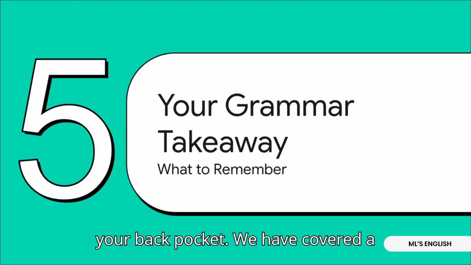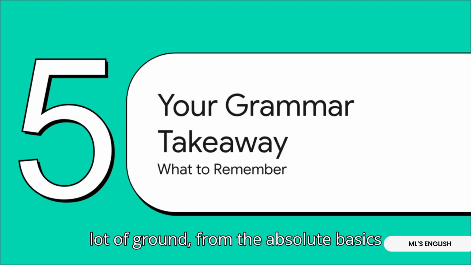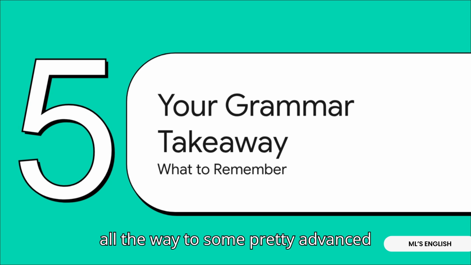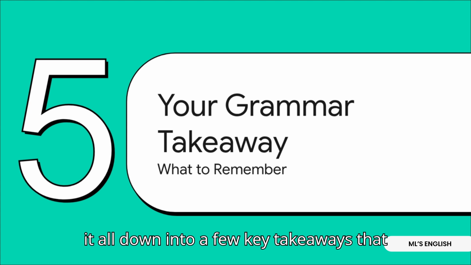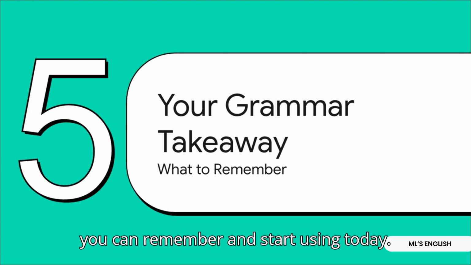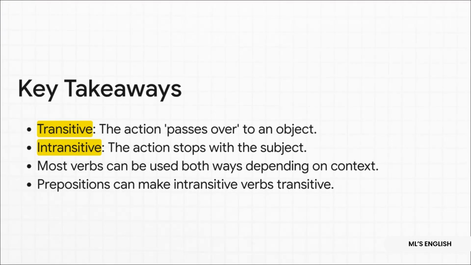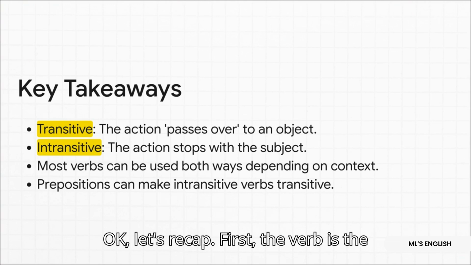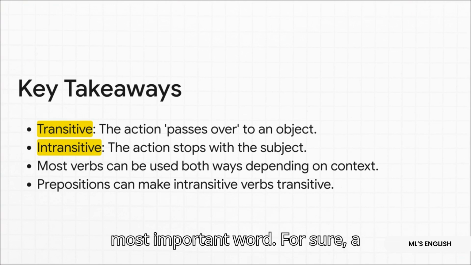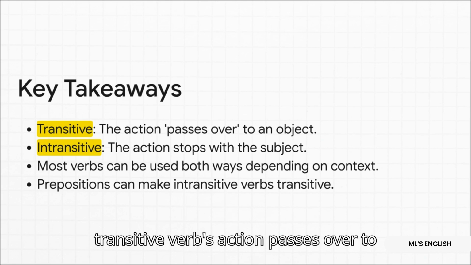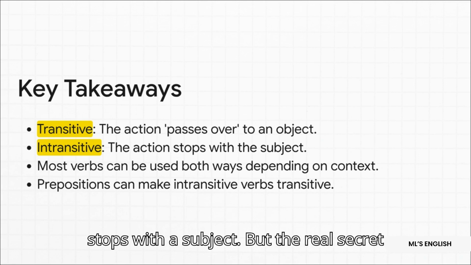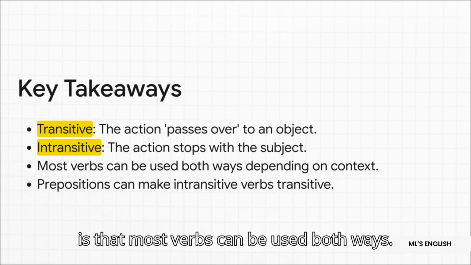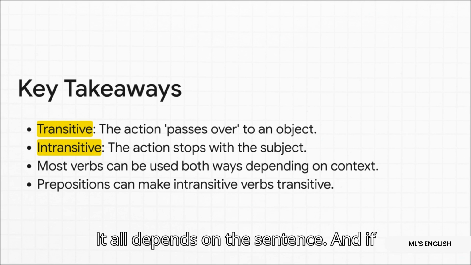Whew, we have covered a lot of ground, from the absolute basics all the way to some pretty advanced tricks. So let's take a second and boil it all down into a few key takeaways that you can remember and start using today. Okay, let's recap. First, the verb is the most important word. For sure, a transitive verb's action passes over to an object. An intransitive verb's action stops with a subject. But the real secret is that most verbs can be used both ways. It all depends on the sentence.